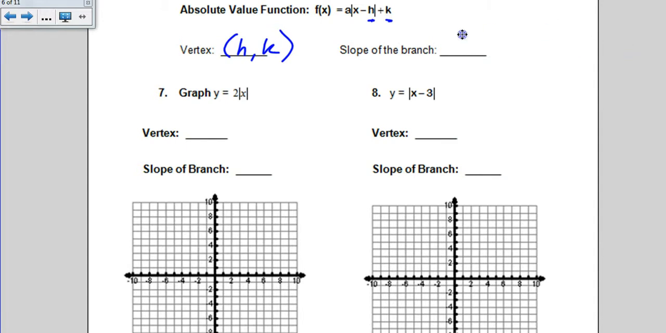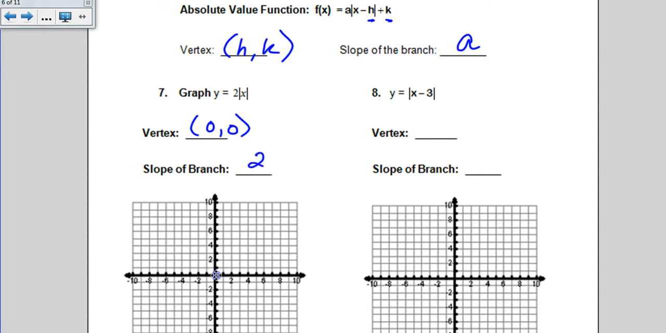Now the slope of the branch is going to be the a, the number out in front of the bars. So if you don't see anything out in front of the bars, there's an invisible 1 there. So let's look at number 7. Where is the vertex? Well, there's nothing inside the bars and there's nothing after the bars, so my vertex is actually at 0, 0. And the slope of the branch is the number that's out in front, 2.